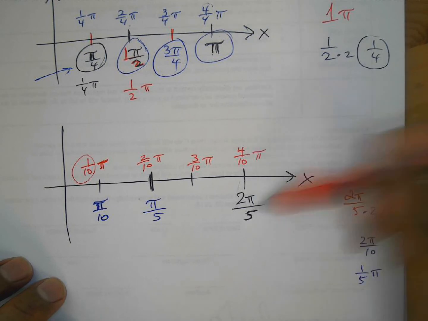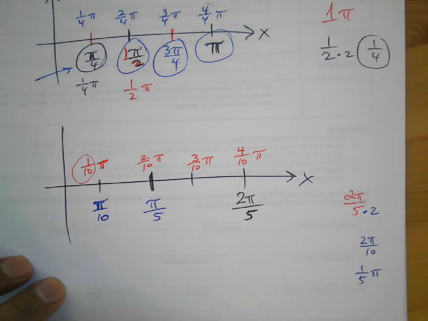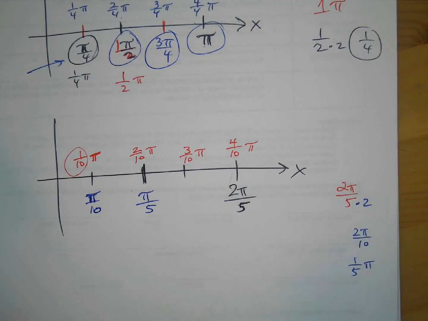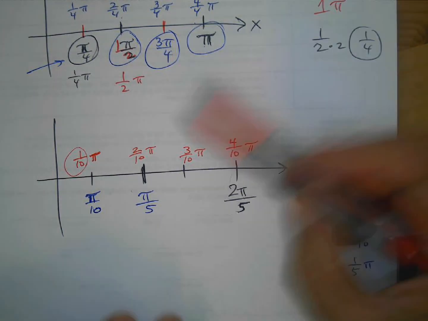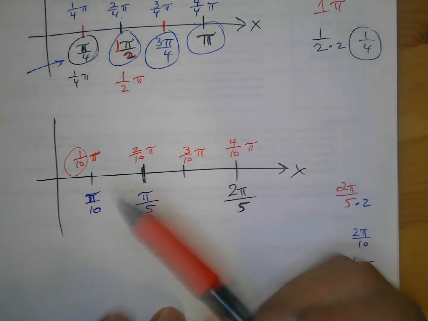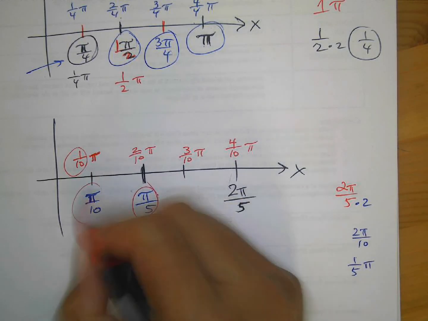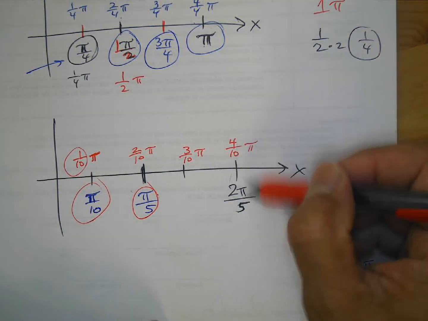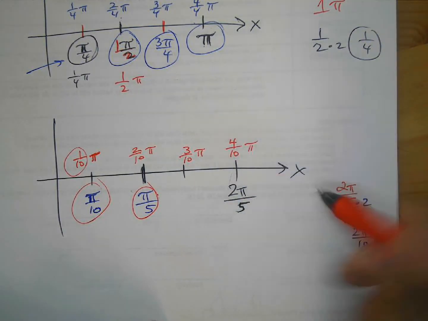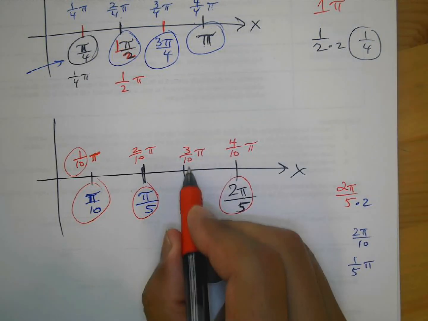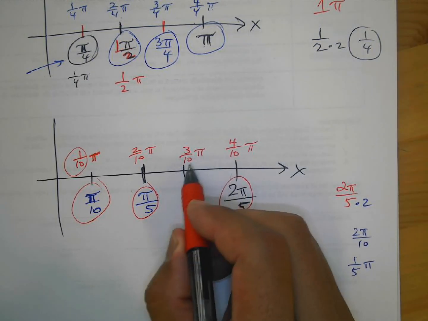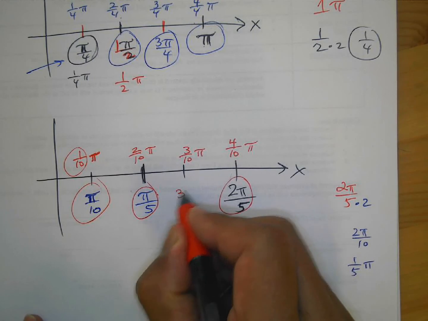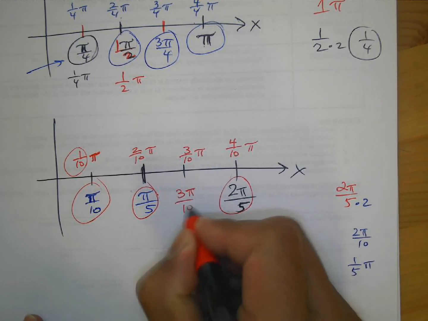Now, if this reduces to this, and this reduces to this, we're doing it right. Does 2 divided by 10 give you 1/5? Yes, it's correct. This is correct. Does 4 over 10 reduce to 2 over 5? Yes, it is. It's correct. So that means that this third one is 3 pi over 10, and you can't reduce it, so it's 3 pi over 10.